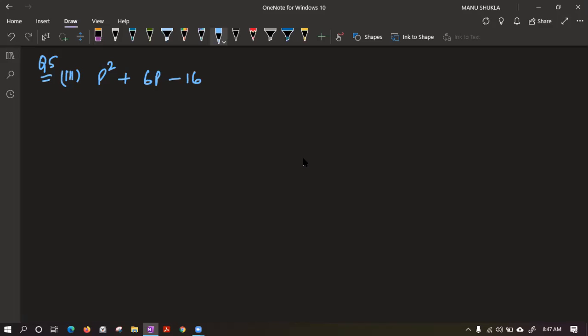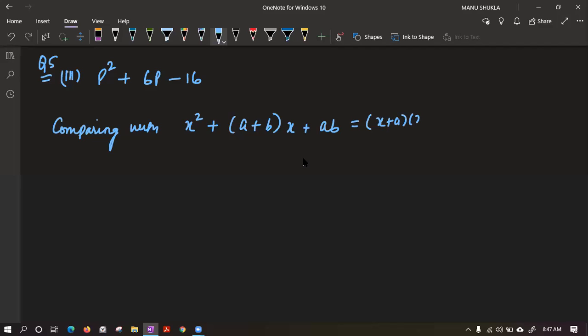Okay, so we have to compare it with which formula? x square plus a plus b. Yes, Mridhi beta. Negative, negative, positive. Okay, good. So x plus ab. We have to compare with this. And if we are able to compare with this, we will directly say the answer is x plus a into x plus b. That's it.